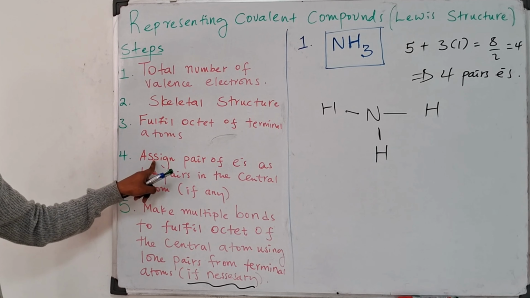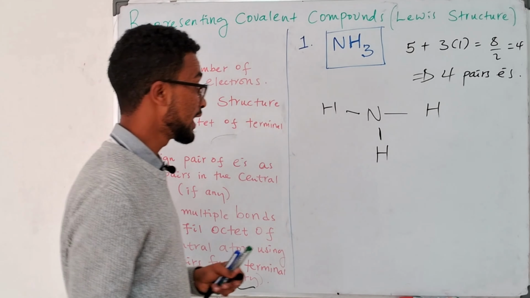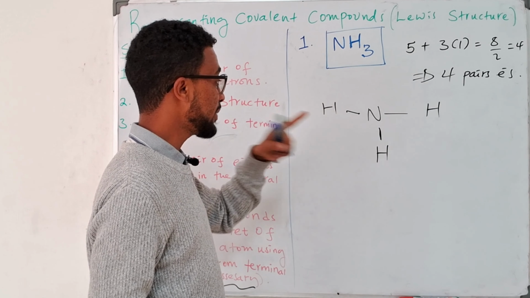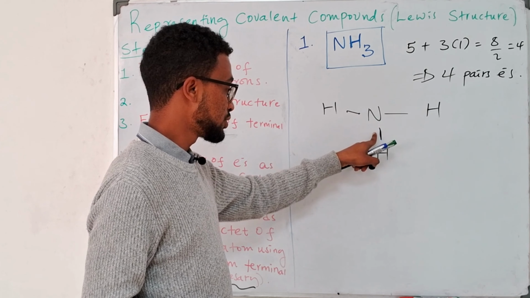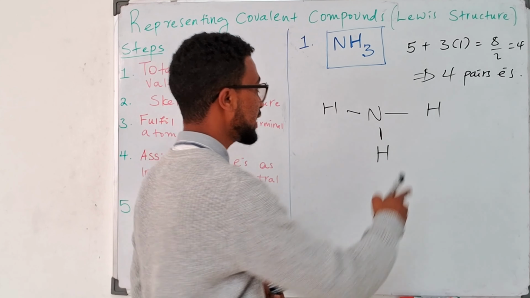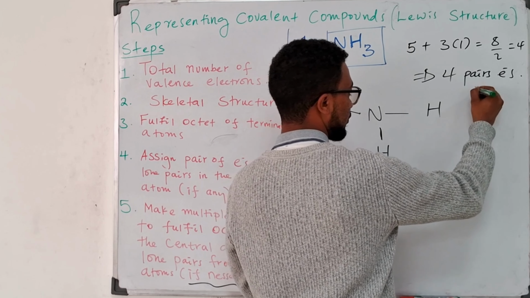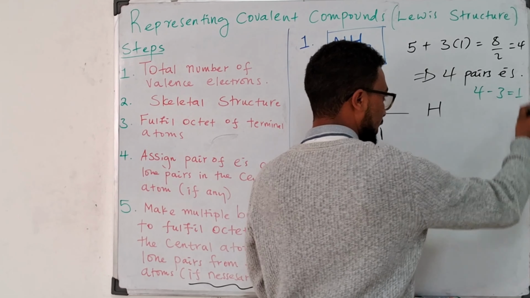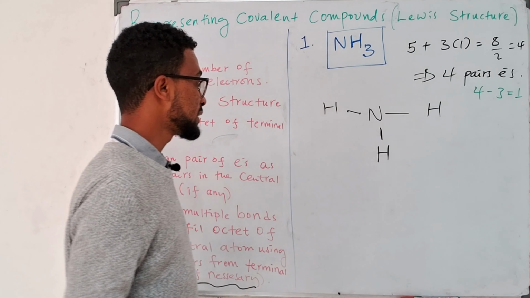Step 4: assign pairs of electrons as lone pairs on the central atom, if any are left. So now let's count how many pairs of electrons we have used so far. We have used 1 pair here, 2, and 3 pairs. Totally we had 4 pairs, and we have used 3 pairs. So 4 minus 3 is 1. Now I have 1 pair of electrons left. So where do I put that?